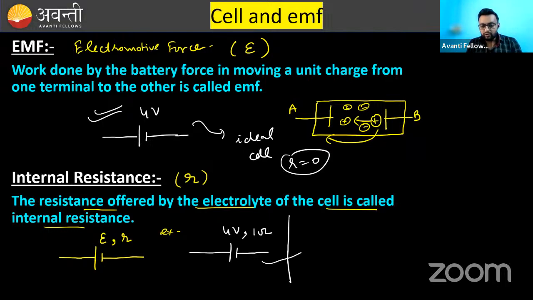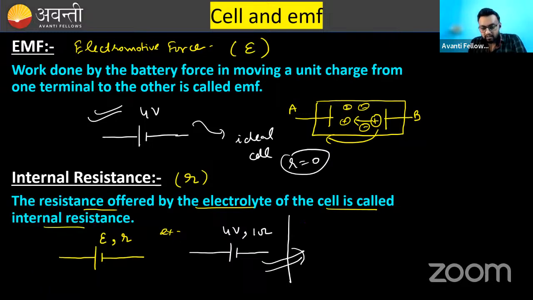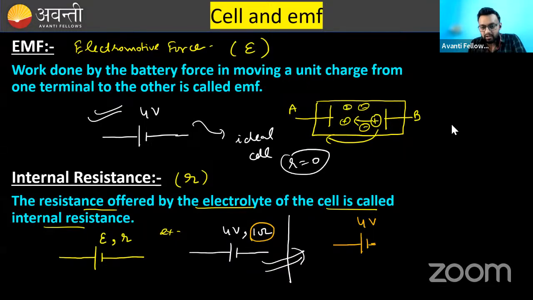Now, how do you represent the internal resistance? This is the representation that will be in your question paper. Now, how will you represent it? Let's see. You have to represent it like that. This is a 4 volt battery. 4 volt is the EMF. And the internal resistance which is mentioned here, you need to connect it with the negative terminal. I am not saying specifically the negative terminal. You can connect it to the positive terminal as well. But you need to connect it like that.